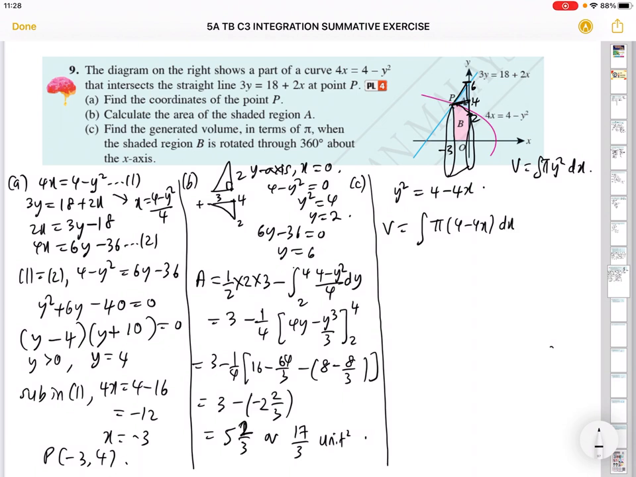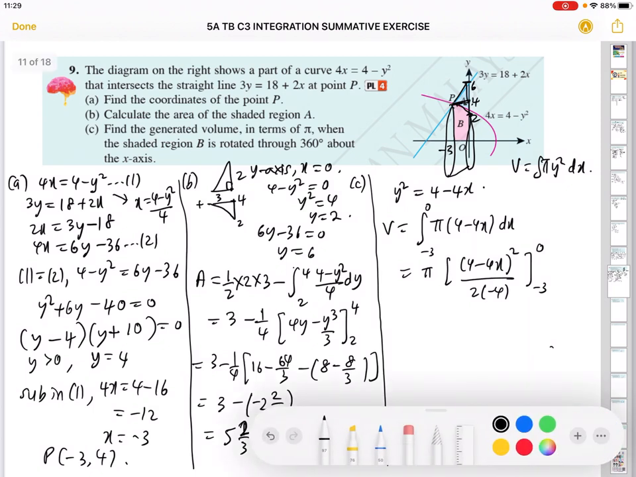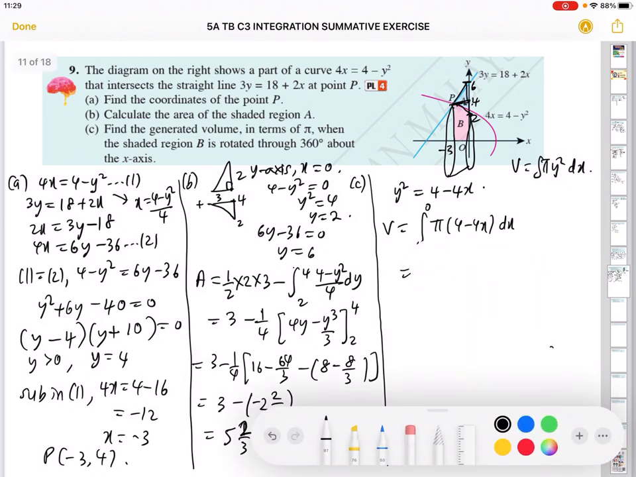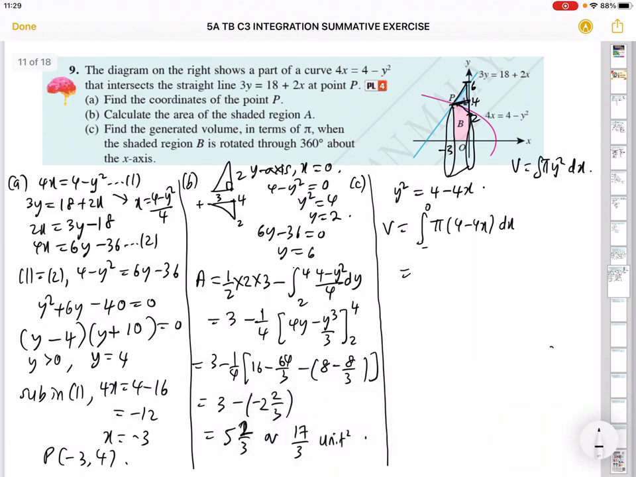So we take 4 minus 4x, increase the power by 1 to 2, divide by the increased power, and differentiate inside, negative 4. I like to use the composite function method again as compared to integrating term by term, because it's easier. In fact, I'm thinking, guys, can I take out the 4? This is a bit annoying, right? Take out the 4, much easier. So if I take out the 4 and a pi, this is from minus 3 to 0, this is 1 minus x.